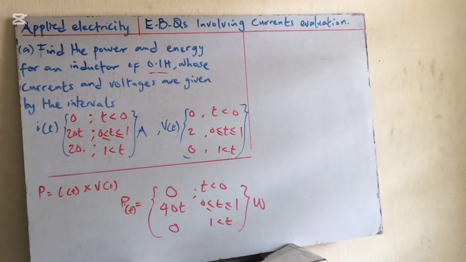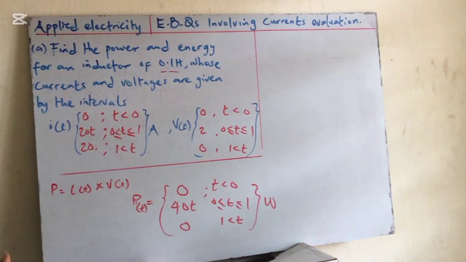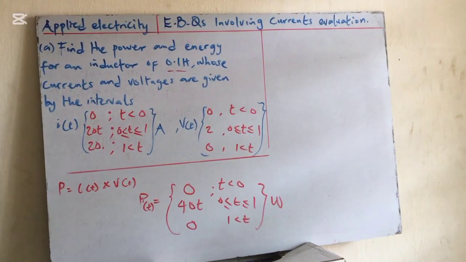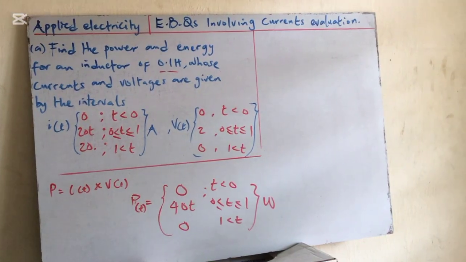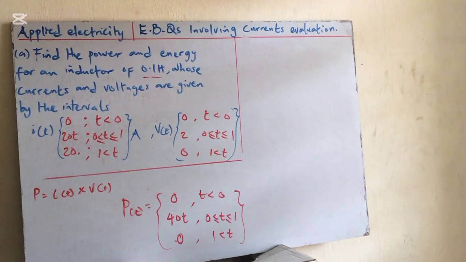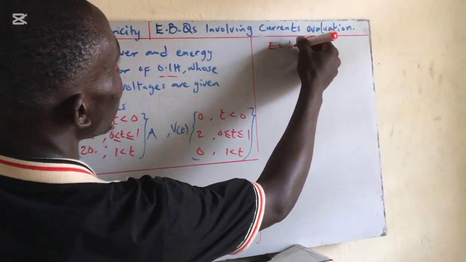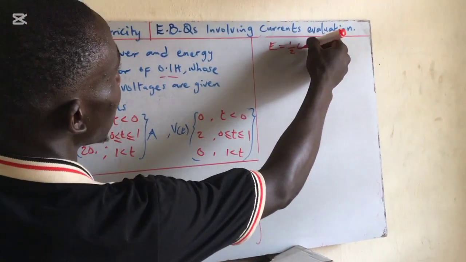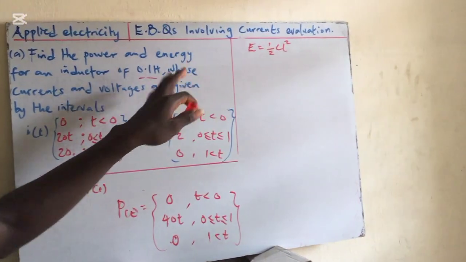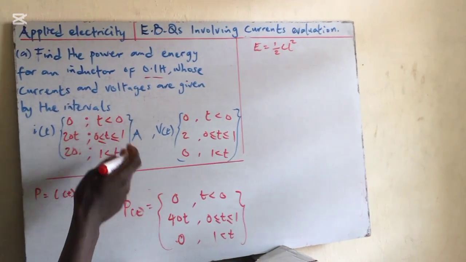We can move to the energy. Now, the energy, you can say energy is the integration of power. Yes, it is correct, but you have to use what they give in the question, which is the inductor. So doing that, we're going to be using energy E is equals to half L i squared, since we have inductor, where L is our inductor and i is our current. So we'll do for each range.